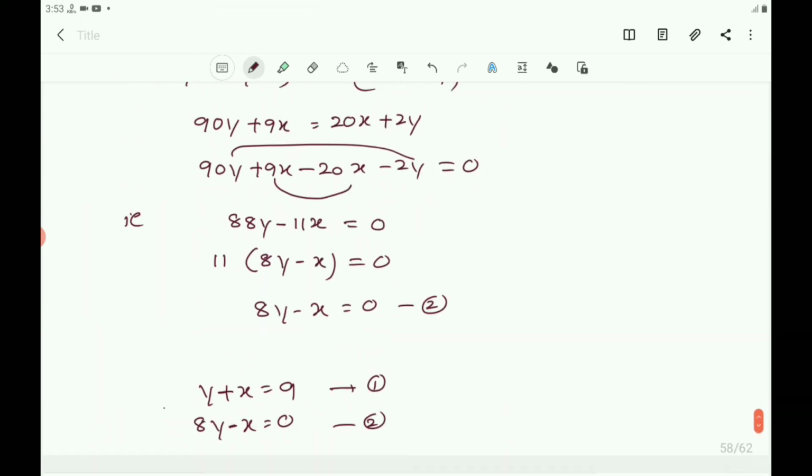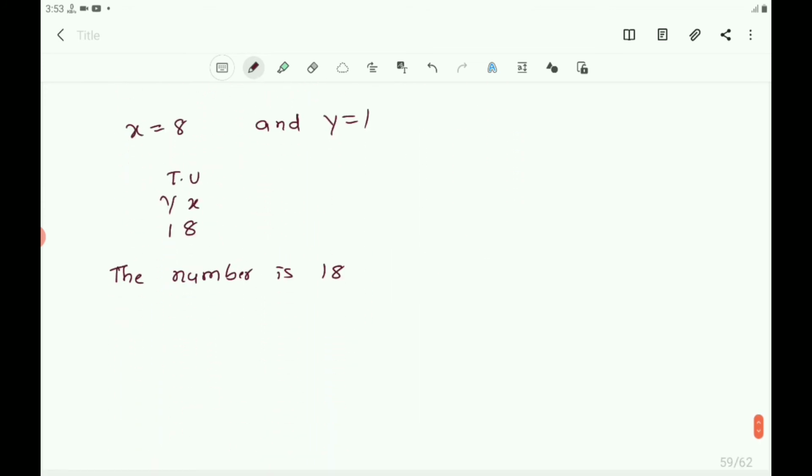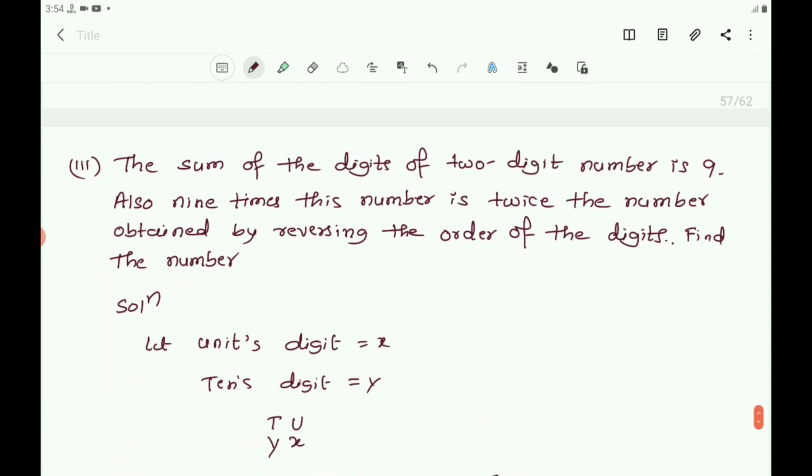Now reverse it, then it becomes 81. Let us verify: the sum of the digits is 1 plus 8 equals 9. Also, 9 times this number is twice the number obtained by reversing the digits.